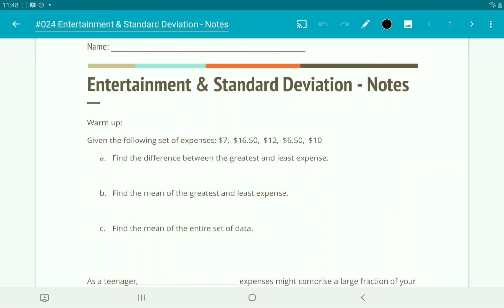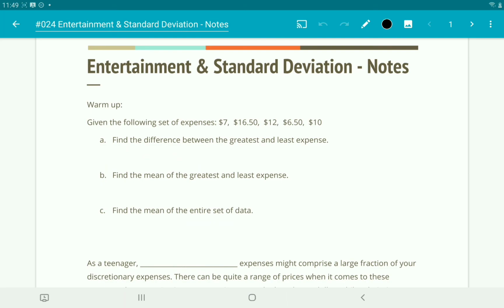So today we're going to be looking at entertainment expenses and standard deviation. Now, I know this looks like a lot, like it's 7 pages. Most of it's words. It's not a lot of actual math. It's just that these are applied problems, so they look a little longer. So as a warm-up, we're just going to look at some different problems.